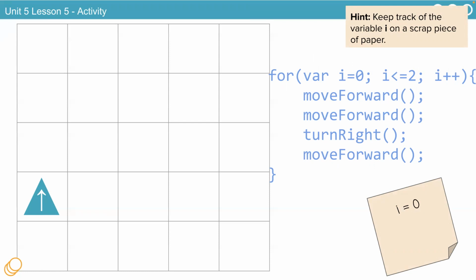Okay, so round 1, I is 0. I'm gonna move forward. I'm gonna move forward. Turn right. I'm gonna move forward. Okay, round 2. I'm gonna move forward. I'm gonna move forward. I'm gonna turn right. I'm gonna move forward. So I expect that to go down. Round 3, I'm gonna exit the loop, so I'm not gonna do anything.